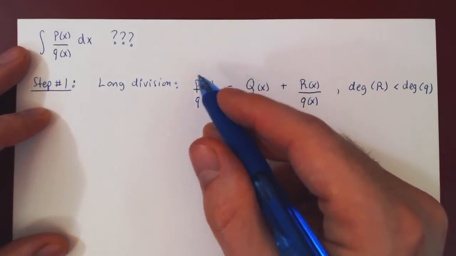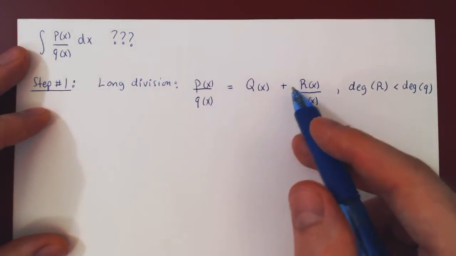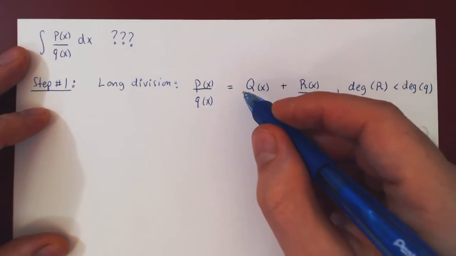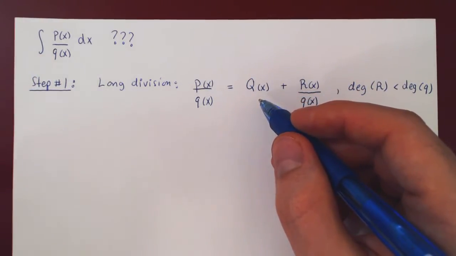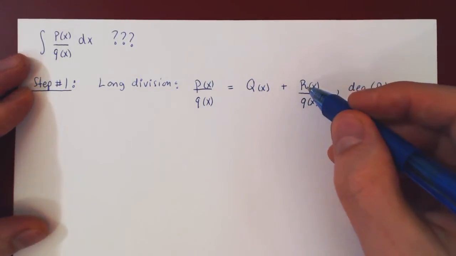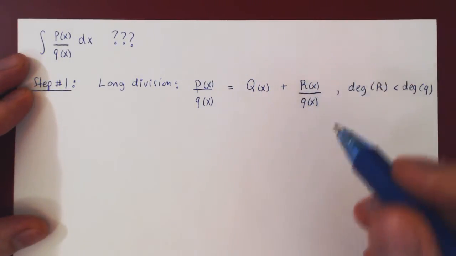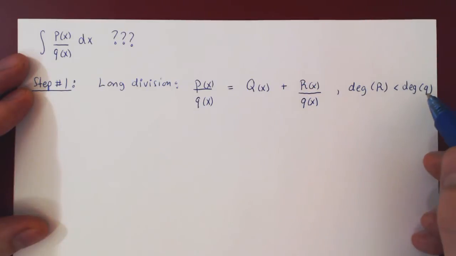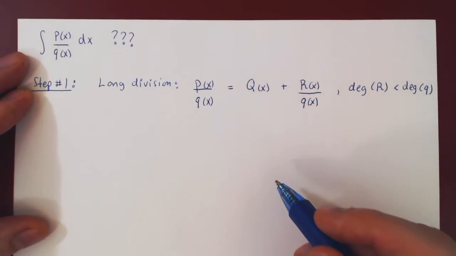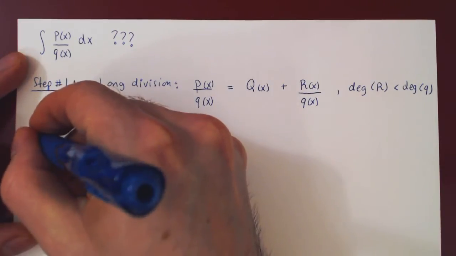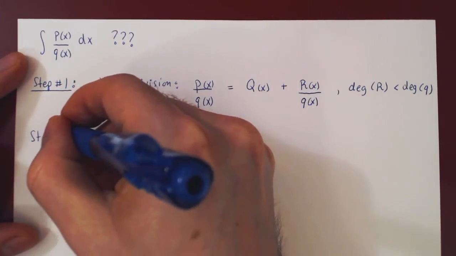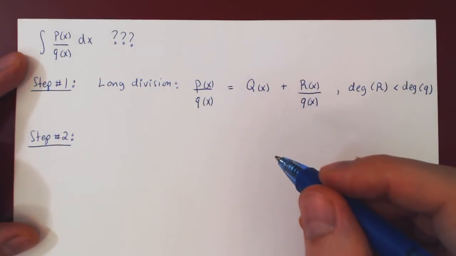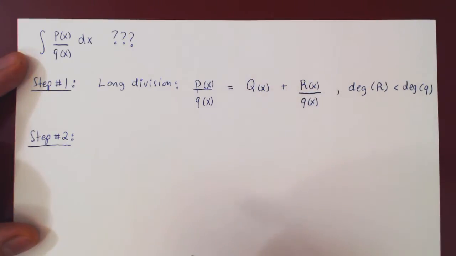So now, of course, when you integrate this, you will integrate its alternate form. Now, the integration of uppercase Q of x is trivial, as Q of x is a polynomial. So we only need to use the power rule. So the question becomes now, how do we integrate a rational function where the numerator has degree strictly smaller than the degree of the denominator? Well, this will be now step 2. But before we can integrate this part of the expression, we need to do something with q of x.